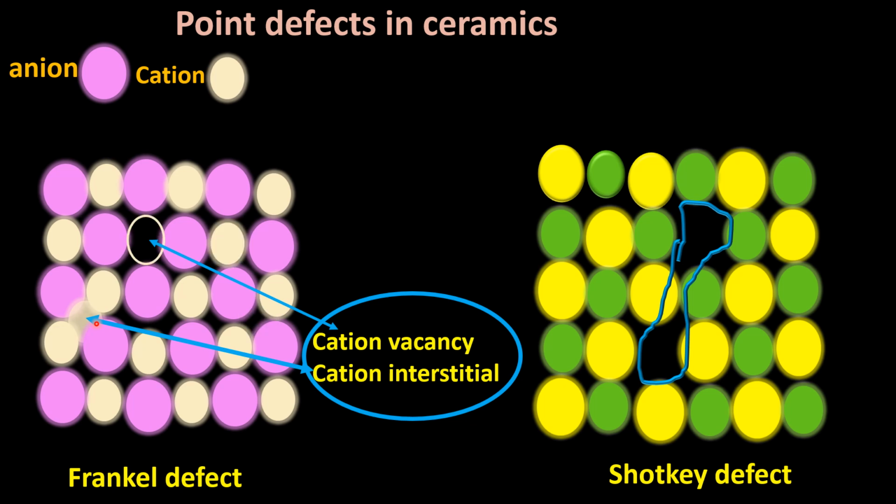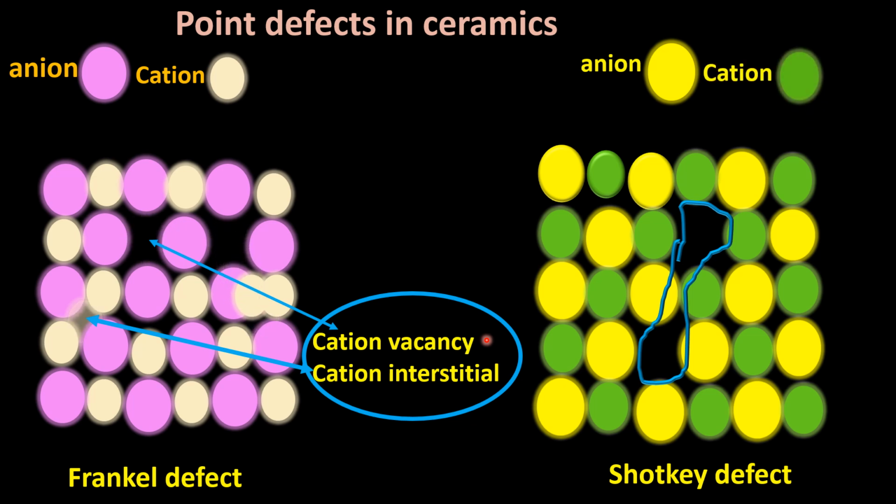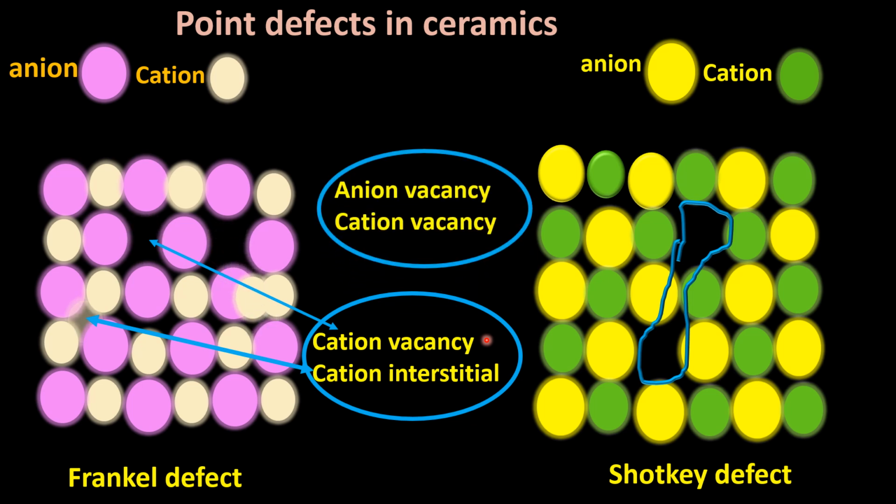So another type of defect is called Schottky defects. Here the yellow colors are representing the anions, which are larger in size, and the green color is representing the cations. Schottky defects also occur in the form of pairs. When there is an anion vacancy, then there is a cation vacancy.